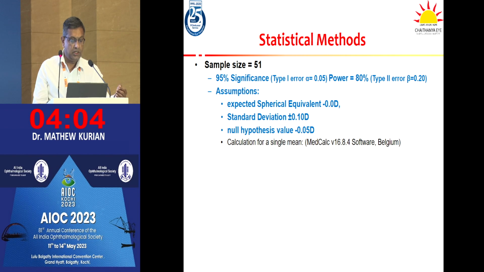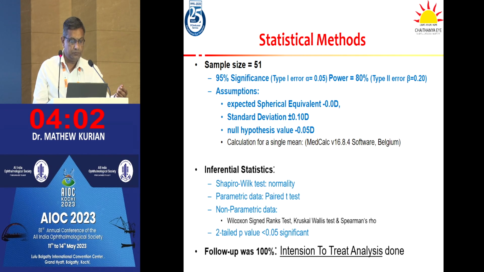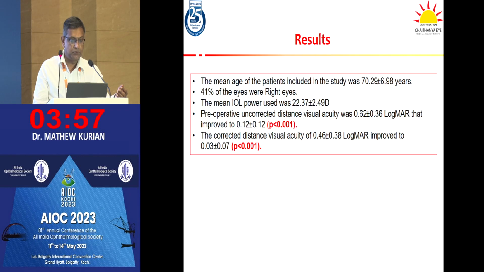This is data from about 51 eyes, and inferential statistics with intention to treat analysis was performed. The mean age of the patients was about 70 years, 41% were right eyes. Mean IOL power was about 22 diopters, and the postoperative uncorrected distance visual acuity improved from 0.6 to 0.12, which is a statistically significant improvement. The corrected distance acuity was 0.4, improving to 0.03.